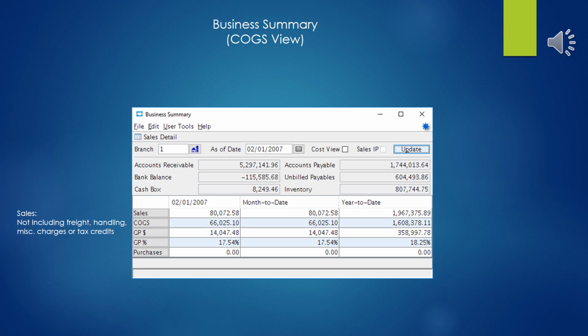Simple and straightforward, although can be somewhat misleading. In the sales numbers, keep in mind that these sales are not including freight, handling, miscellaneous charges, or tax credits. So the numbers might be a little skewed from what you might see in other reports.